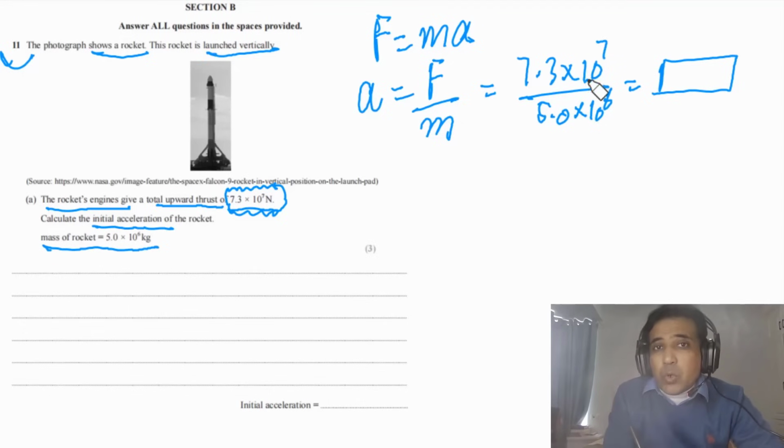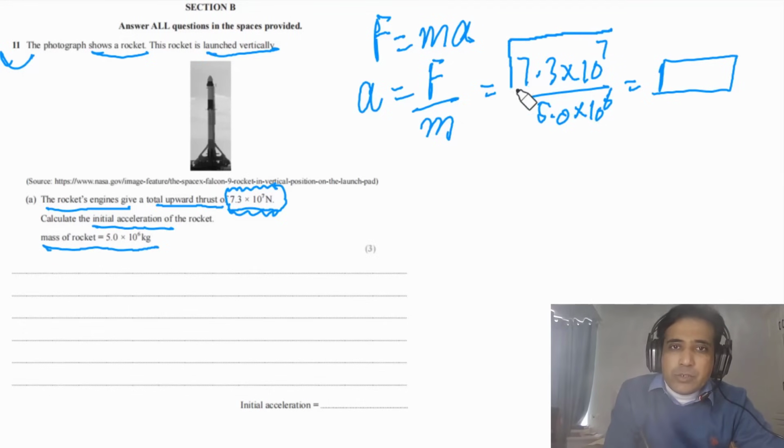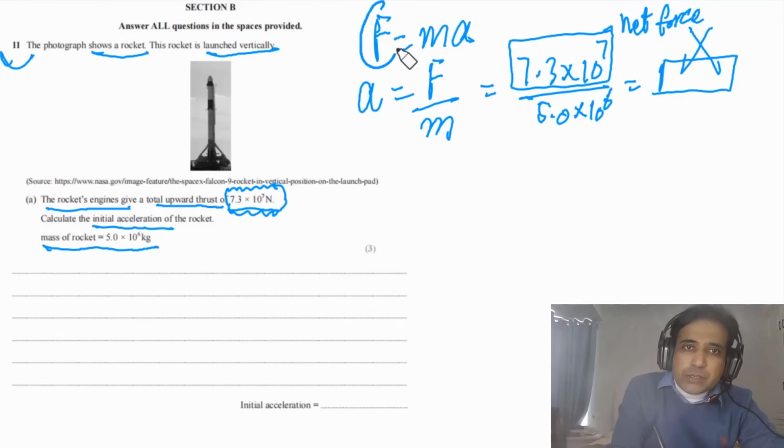But this is wrong. This is not the net force, and they will get the wrong answer because this is not the net force. So this has to be the net force. For Newton's second law, you need to understand this F is representing the resultant force. It's very important. This is the resultant force.